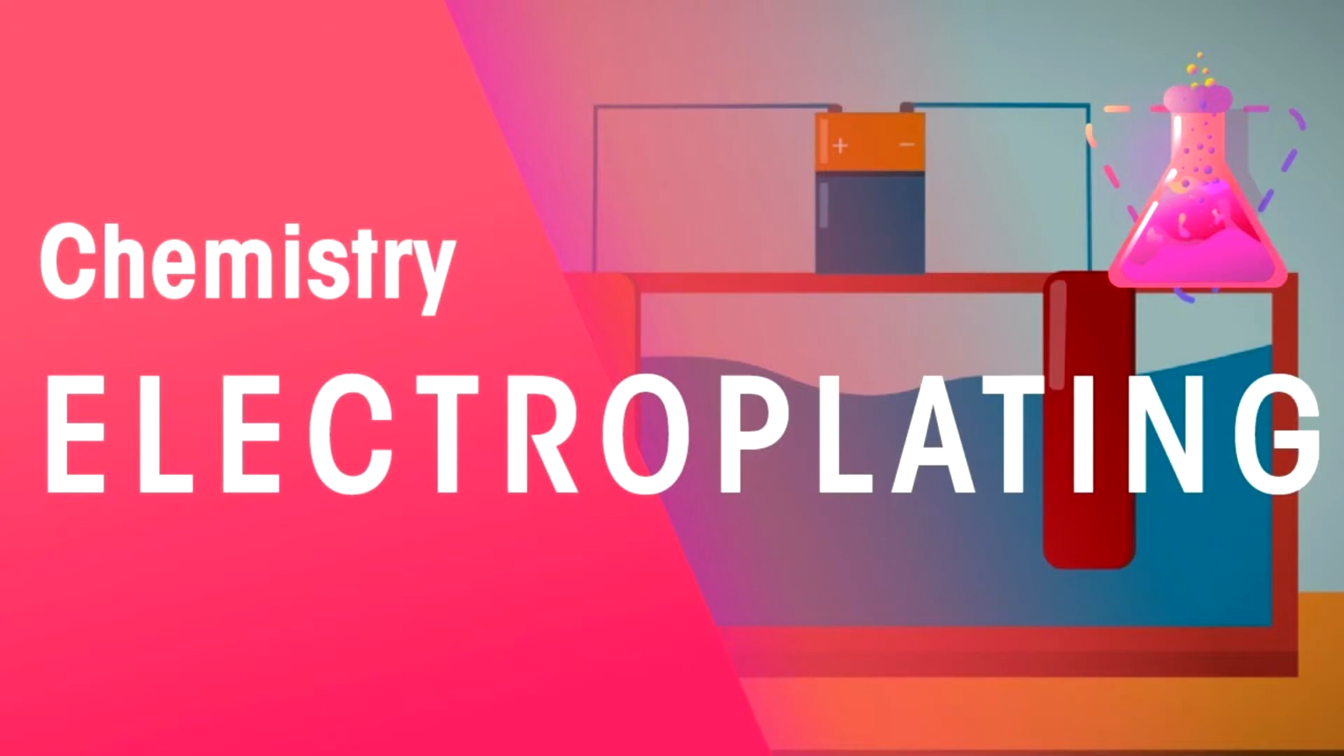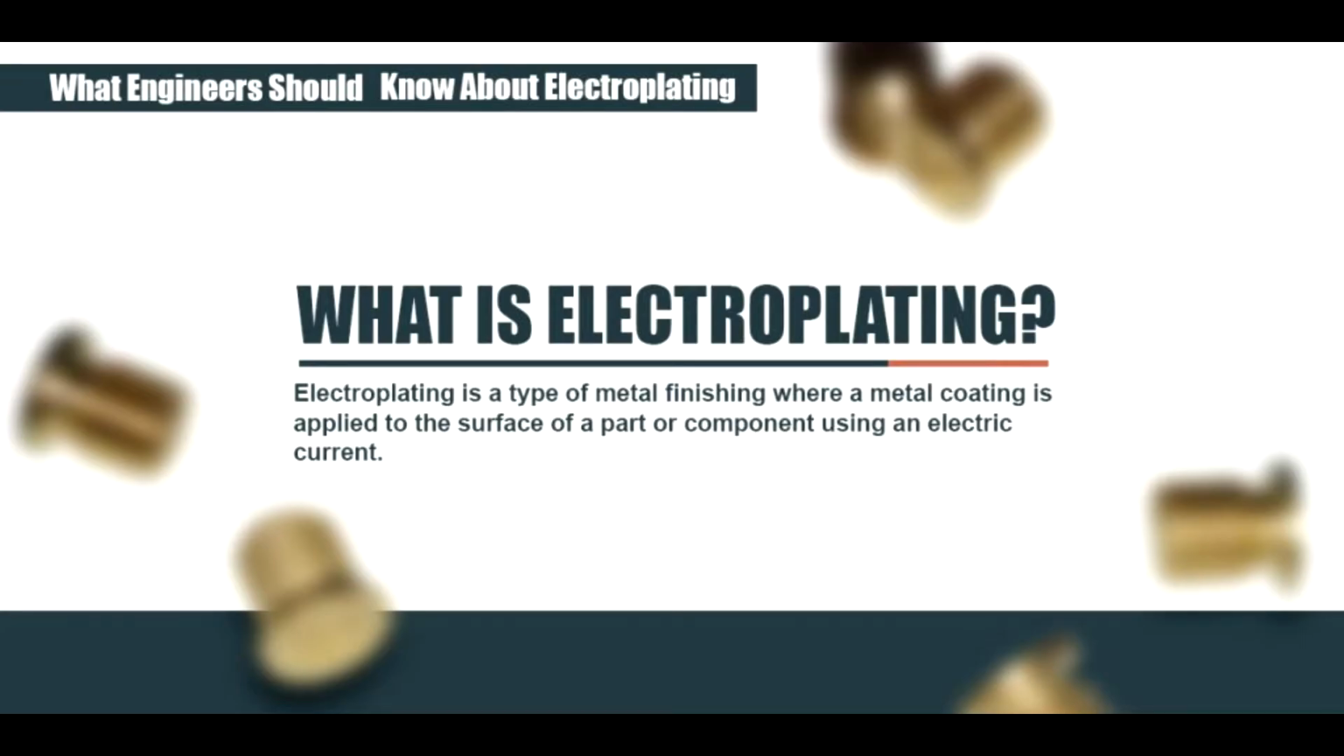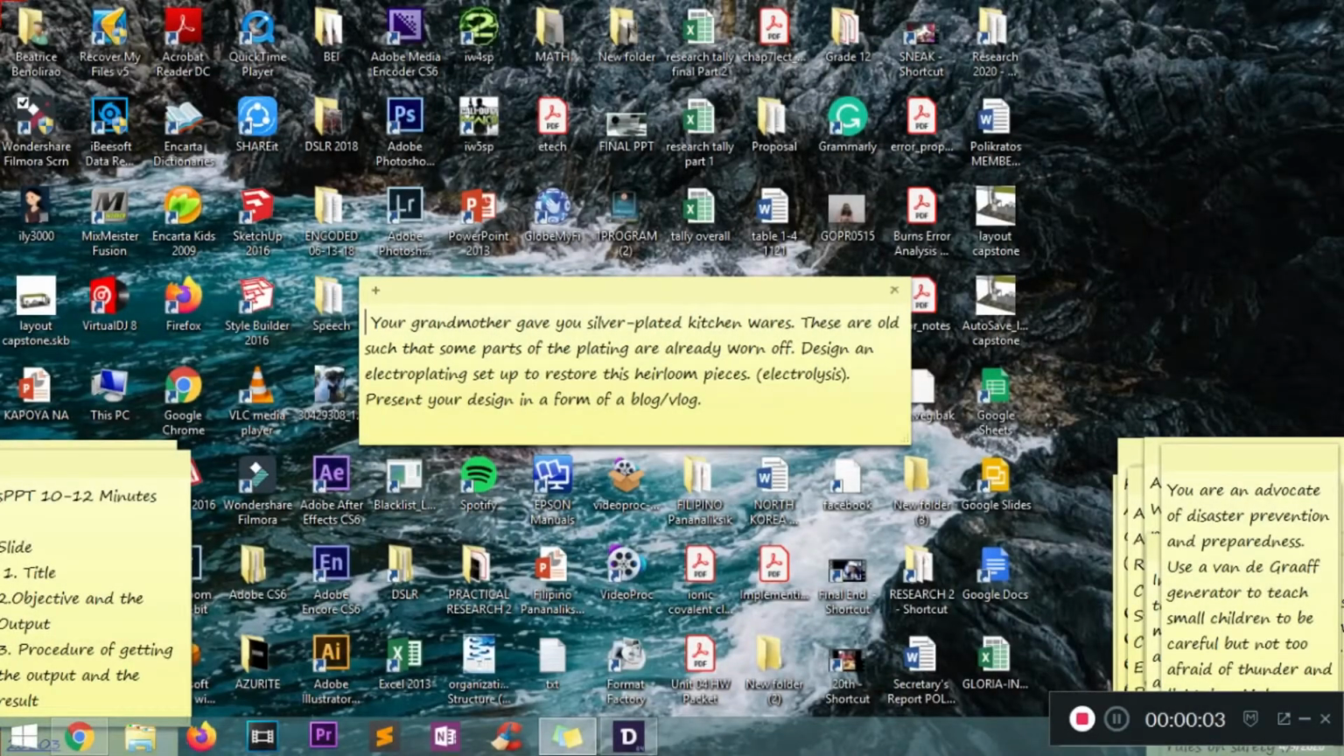As you can see, electroplating is the process of coating a metal with a thin layer of another metal by electrolysis to improve the metal's corrosion resistance. The problem said that the kitchenwares are already old. These are silver-plated, so some parts of these kitchenwares are already worn off. So we're gonna design an electroplating setup in order to restore these heirloom pieces through electroplating, because it is the process of coating a metal. So we're gonna coat kitchenwares with base metal such as copper.